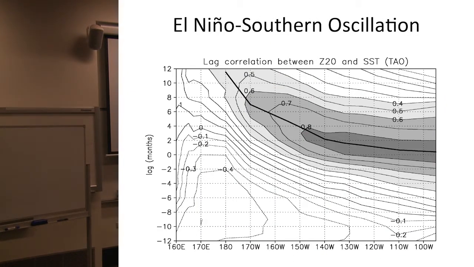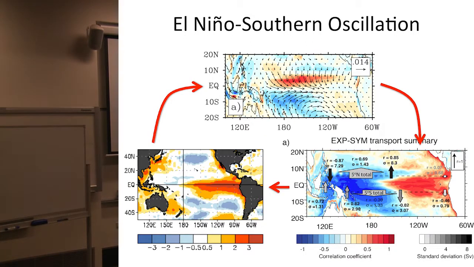Just looking at these gray colors here. So thermocline depth in the eastern Pacific is directly related to the overlying sea surface temperature at zero lag. So it's going to lead to a change in the sea surface temperature in the eastern Pacific at zero lag, virtually instantaneously. Obviously, as you move away from the equator, to the central Pacific, it starts to lag the thermocline depth by several months. But we don't need to worry about that at the moment.